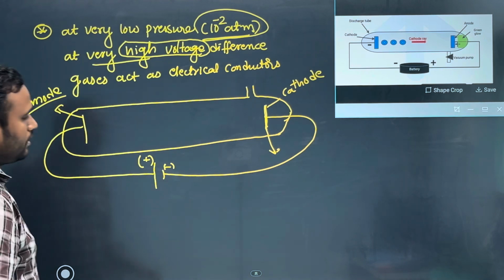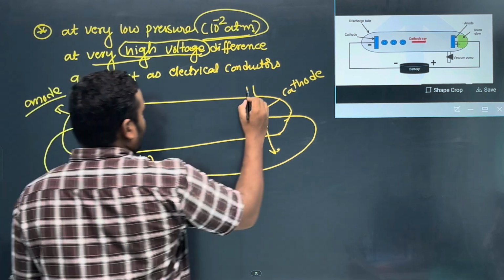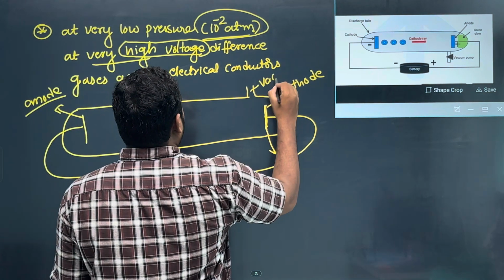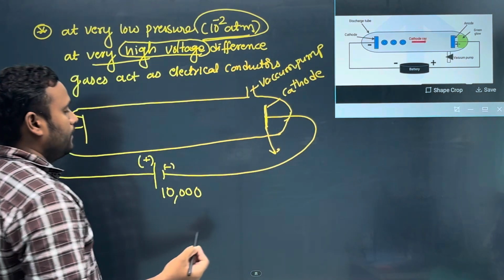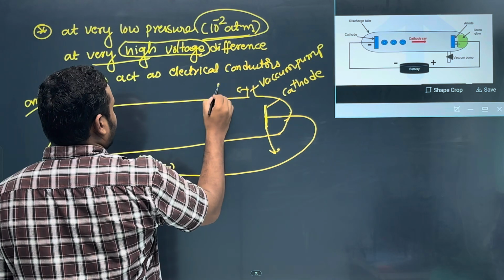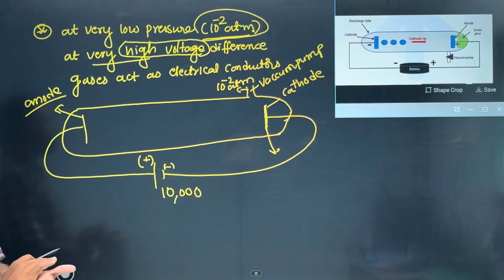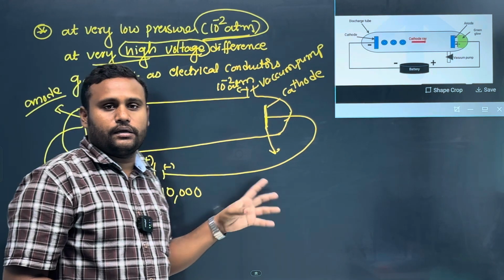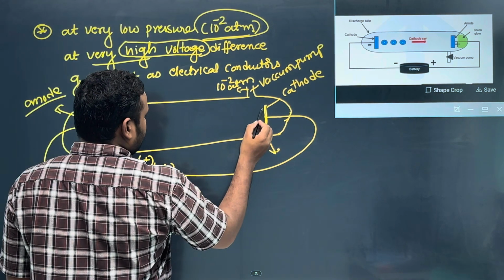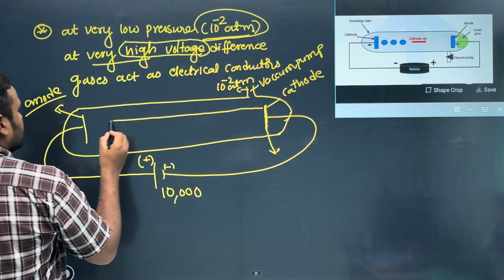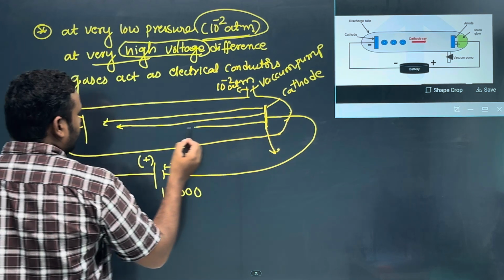Here it is a very high voltage source, for example 10,000 volts, and this is connected to a vacuum pump. By using this vacuum pump we can create some pressure here, 10 to the power of minus 2 atmosphere. At these conditions the gas can act as an electrical conductor. When you do this experiment, some invisible rays are released from the cathode and they are traveling towards the anode. So how can we say they are released from the cathode and traveling towards the anode?